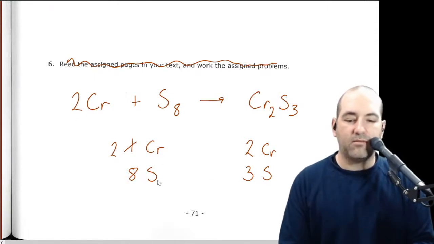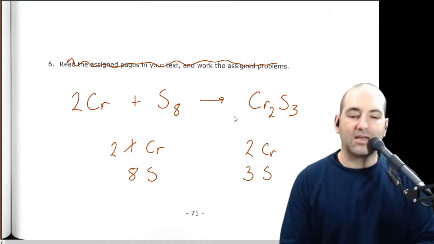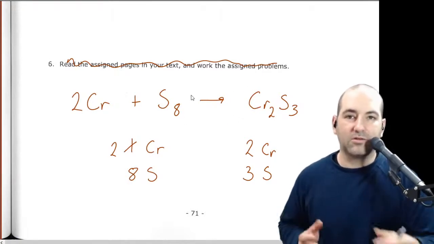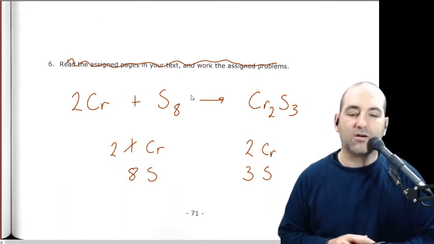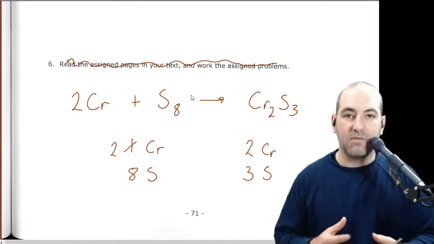All right, and now I'm getting into a little bit of trouble because I've got 8 sulfur and 3. I can't just double this. I can't just triple this because I'm never going to get up to 8. I'm going to get close. I'm going to get to 6, and then I'm going to go to 9. So I have to find a number that is divisible by both 8 and 3 so that I can make those equivalent.